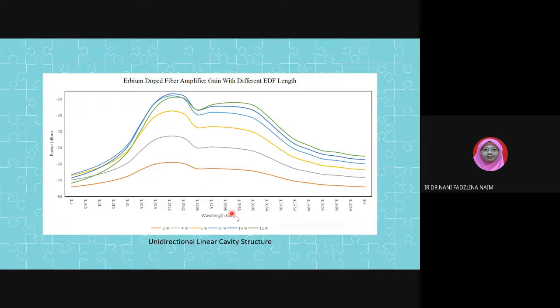Basically, for this structure, the most optimum EDF length is at 10 meter. We can see 10 meter is the blue line here, so it has the highest power. So for the unidirectional linear cavity structure, the most optimum EDF length is at 10 meter.